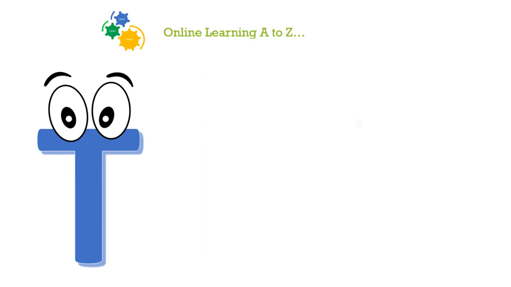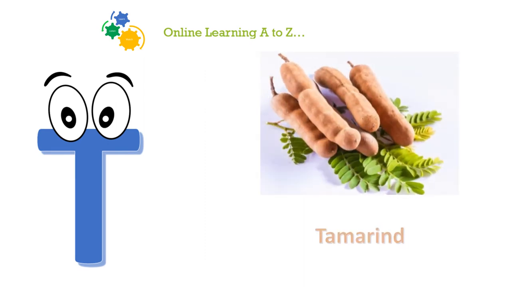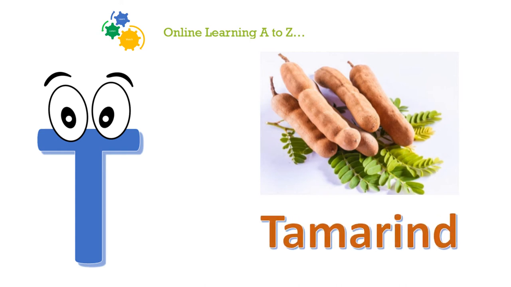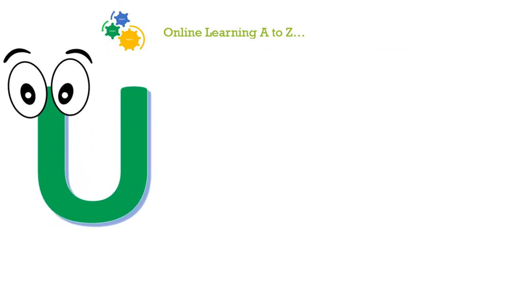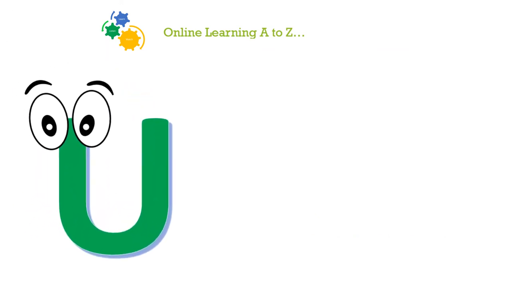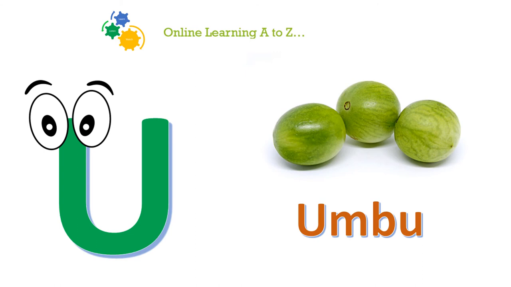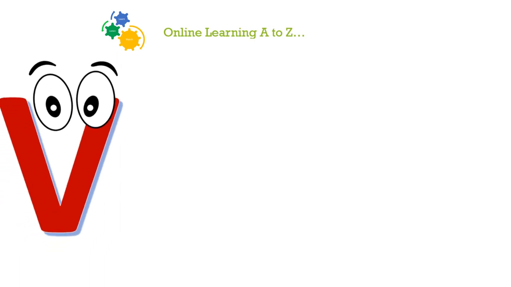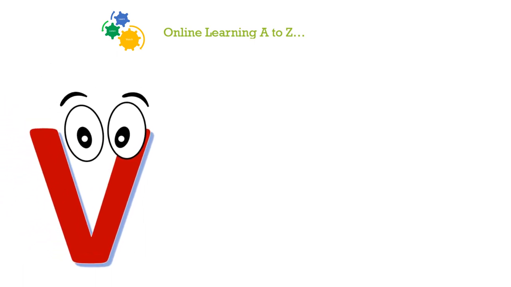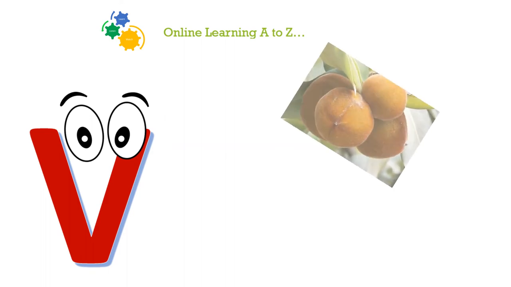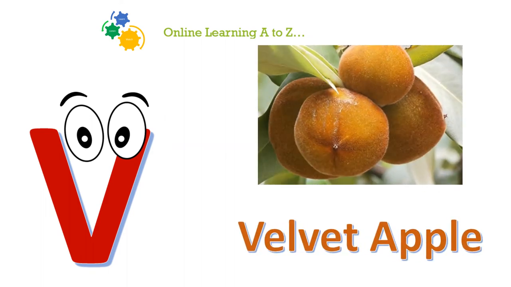T is for tamarind. T for tamarind. U. U is for ambu. U for ambu. V. V is for velvet apple. V for velvet apple.